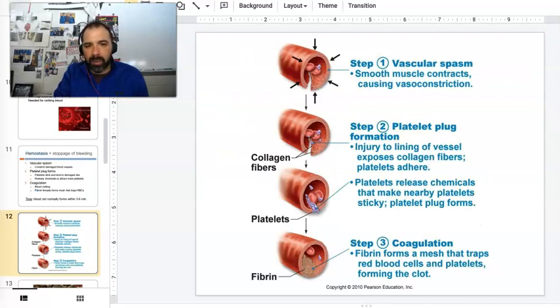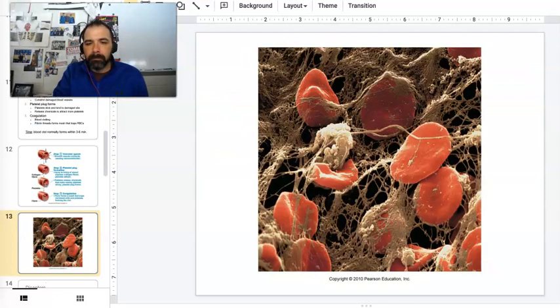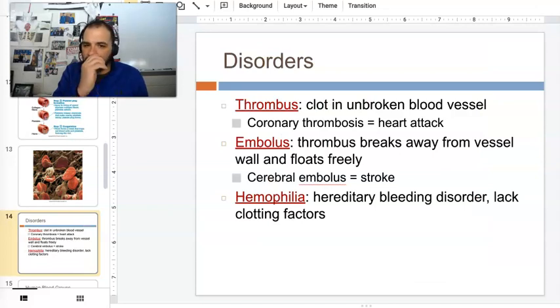So here's an image again you can pause and look at. Another one. Let's talk about some disorders. You've got a thrombus, embolus, and hemophilia. So a thrombus is a clot in an unbroken blood vessel. So for example, a coronary thrombus is a heart attack.